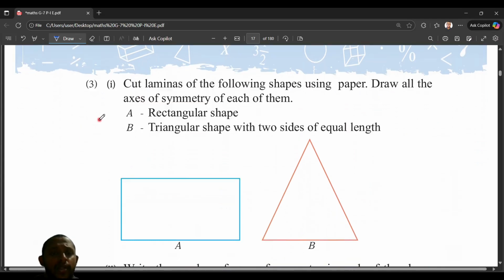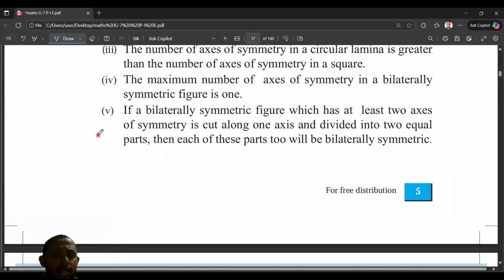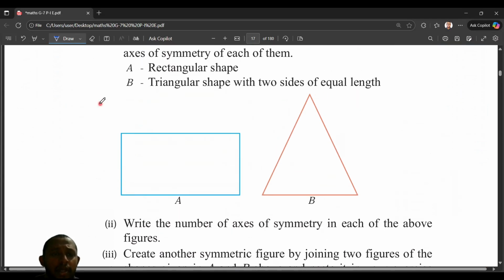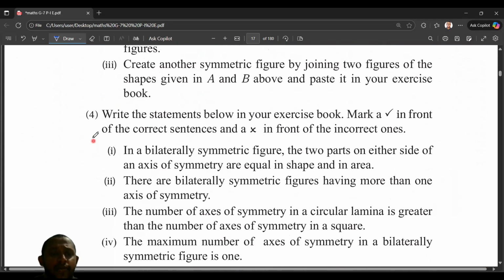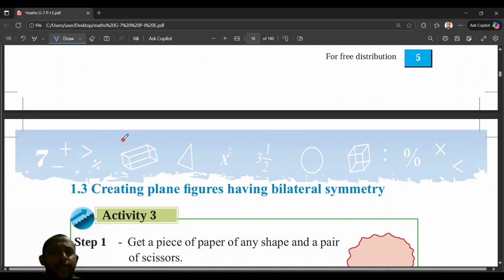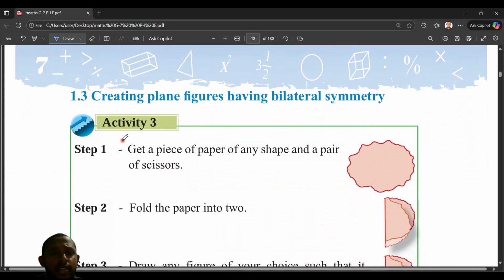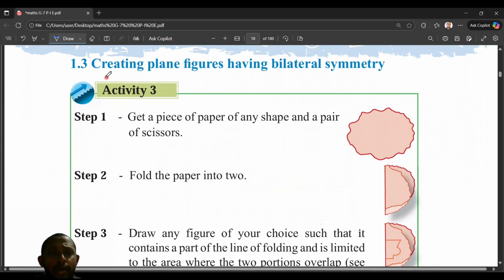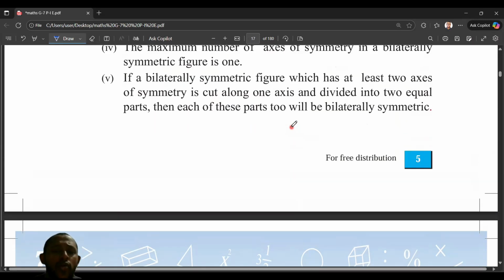Even the third question is like that. So you should be able to answer the third question and the fourth question as well. So that's that. We'll try to continue our session from 1.3, creating plane figures having bilateral symmetry. That we will cover under part 3 in our next session.